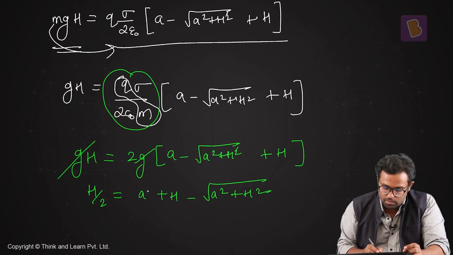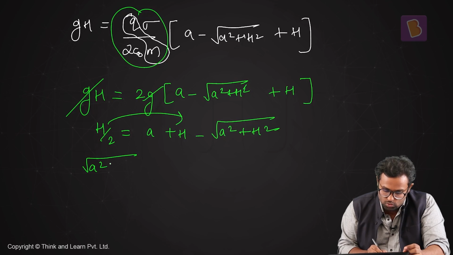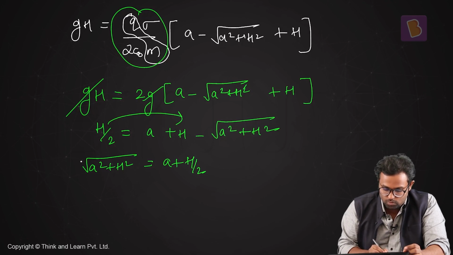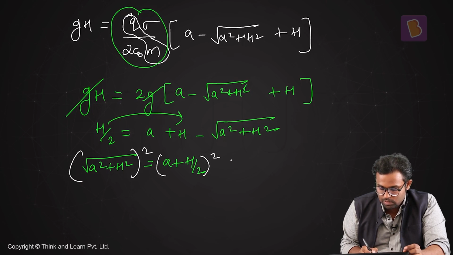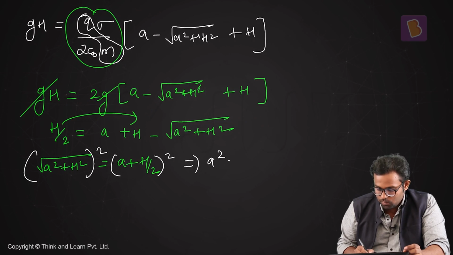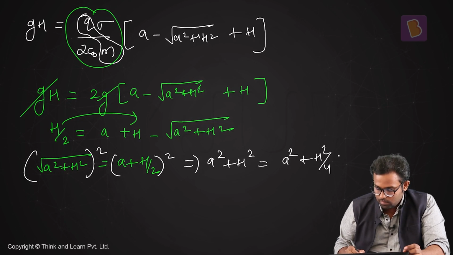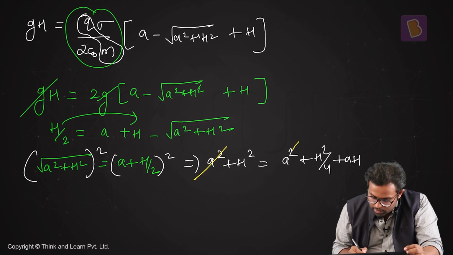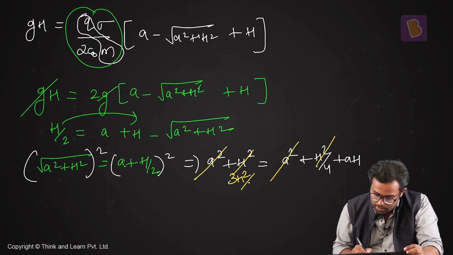If I bring this over here, I get root over A square plus h square equal to A plus h by 2, and I'm going to square both the sides to get rid of the square root. When I square both the sides, I get A square plus h square is equal to A square plus h square by 4 plus Ah. A square and A square get cancelled, and this cuts with this and becomes 3h square by 4.